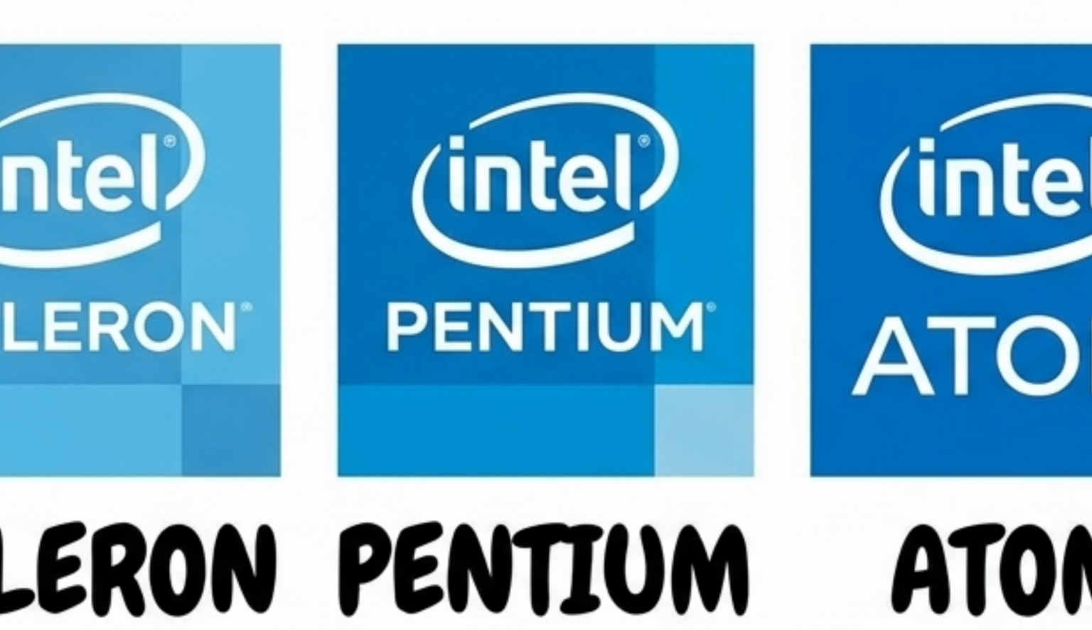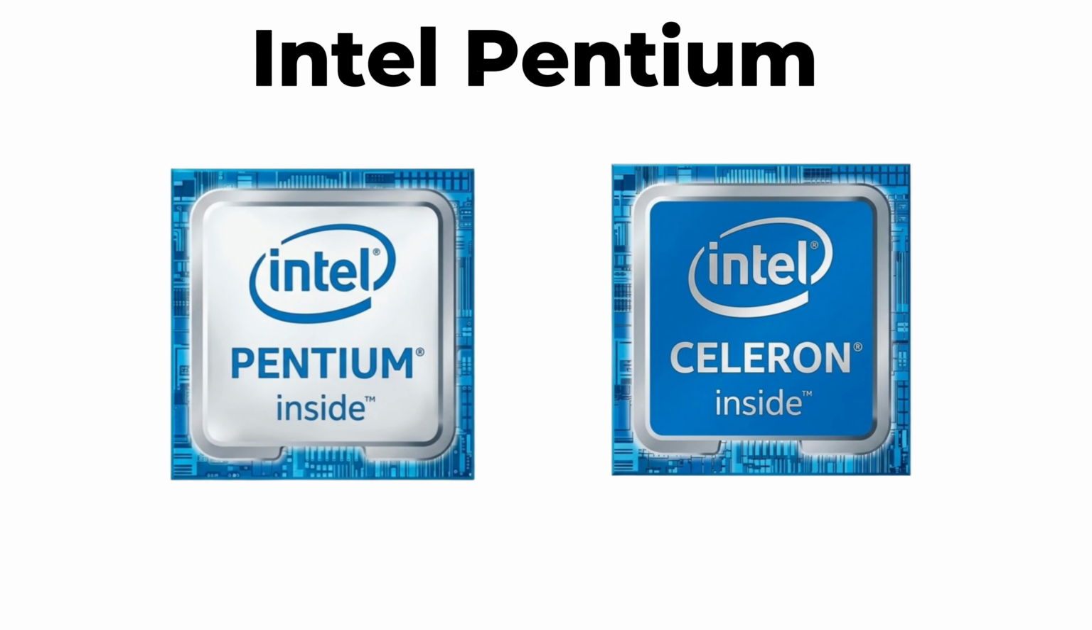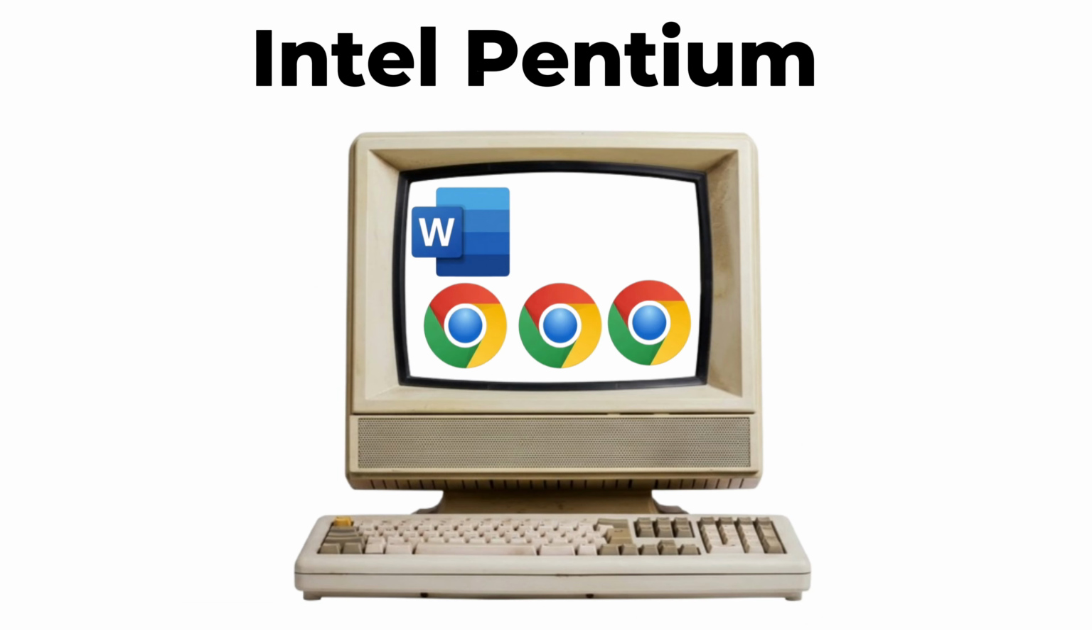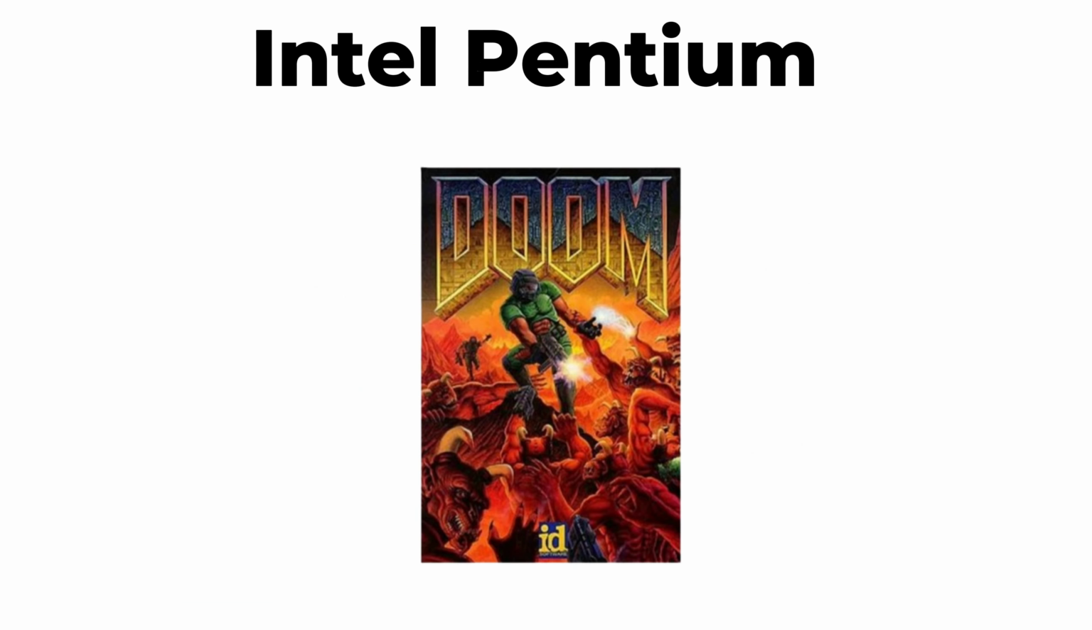Intel Pentium. Intel Pentium was similar to Celeron, discontinued in 2023, but slightly more powerful and more expensive. It could run Office apps more smoothly and even handle light games like classic Doom.